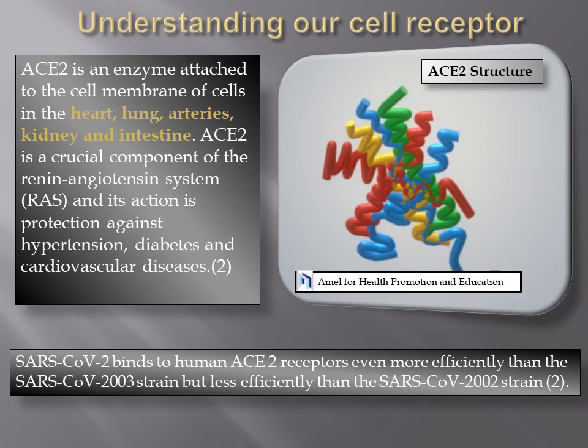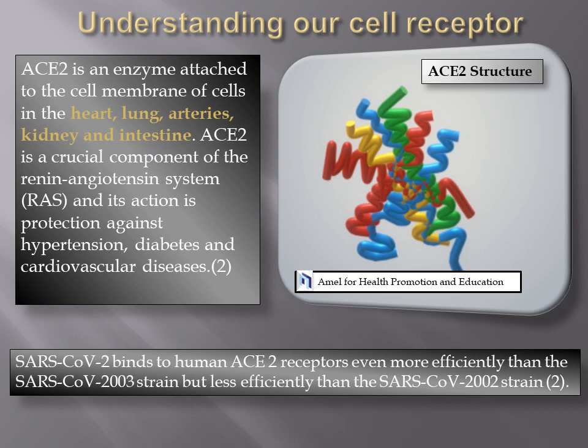So now we know that the cellular receptor, or the part of our body from which the virus can enter our body, is the Angiotensin-Converting Enzyme 2, or ACE2. To understand more what ACE2 is, see here just a brief definition. The picture on the right is just showing the general structure of ACE2 as it is a protein enzyme that is attached to the cell membrane of cells in different organs of our body. ACE2 is found in the cells of the lung, heart, arteries, kidney, and intestine.